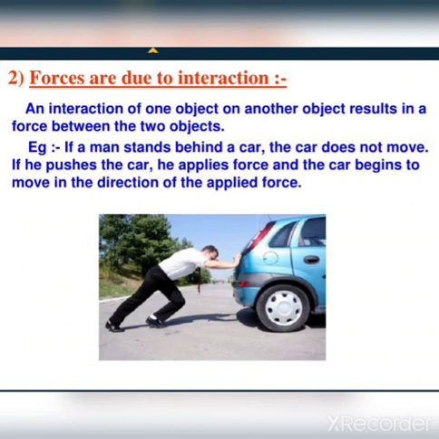Forces are due to interaction. An interaction of one object on another object results in a force between the two objects. For example, if a man stands behind a car, the car does not move, since there is no interaction between the car and the man. But if he pushes the car, he applies a force and then the car begins to move in the direction of the applied force. So this shows that forces are due to interaction.